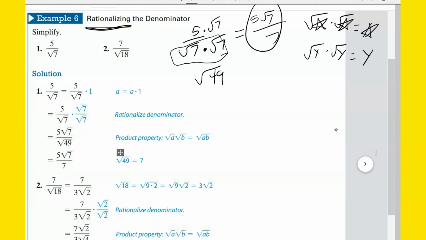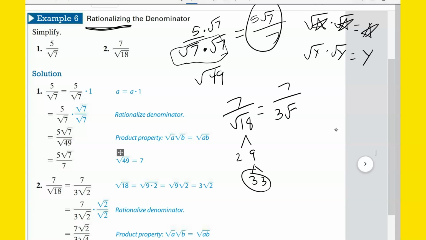Number 2, 7 over the square root of 18. The first thing we need to do, which we couldn't do in the first one, is simplify the radical. Like the first one, the square root of 7 won't simplify any more than it already is, but the square root of 18 will. So I've got to break that 18 down. It's going to be 2 times 9, and notice 9 is already a perfect square, so I bring the 3 out. If I want to keep going, it's a pair of 3's right there. So this becomes 7 over 3 root 2, right? The 3 comes out, the 2 is left underneath the radical.